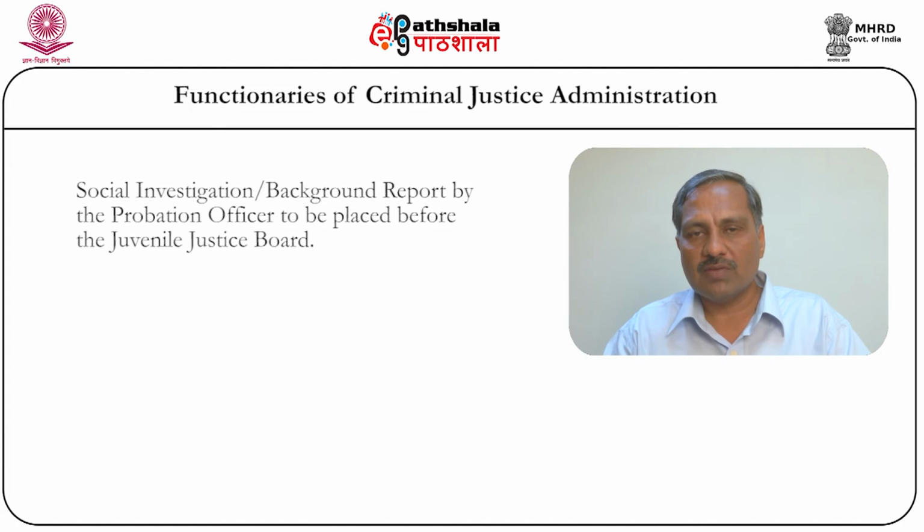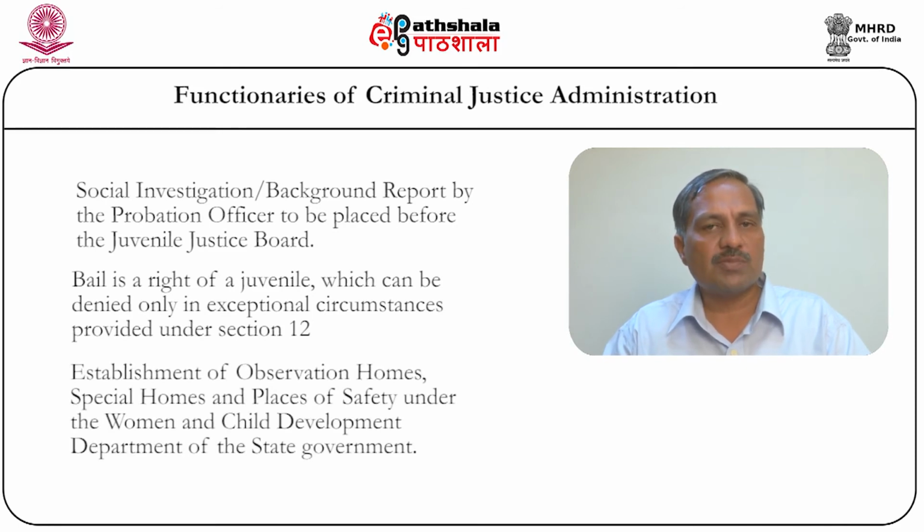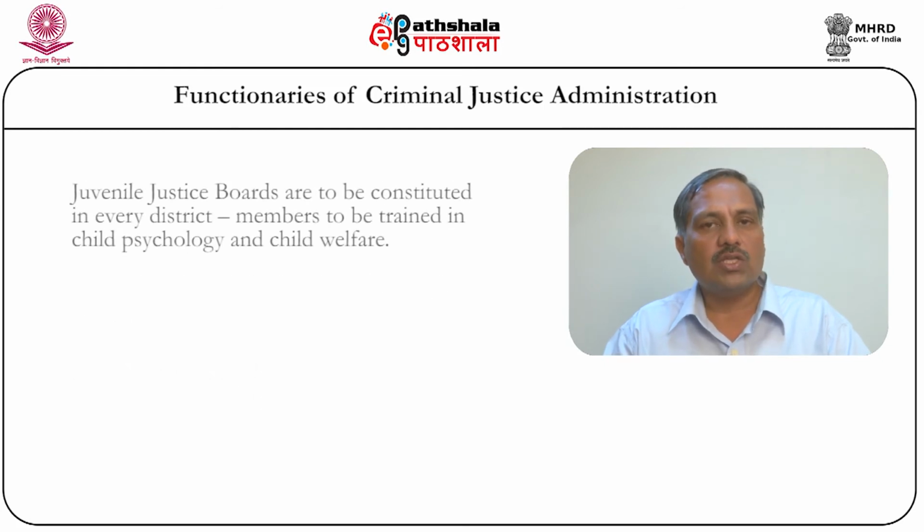The juvenile is supposed to be given bail as a matter of right and can be denied the same only in exceptional circumstances. The Act also speaks about setting up special places like observation homes, special homes, and places of safety, and these are set up not under the correctional department of the government but under the women and child development department of the state governments. The juvenile justice boards are supposed to be set up in every district, and those who are on the board are supposed to be those who are trained in psychology and child welfare.